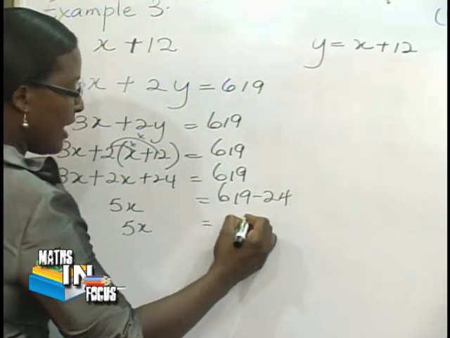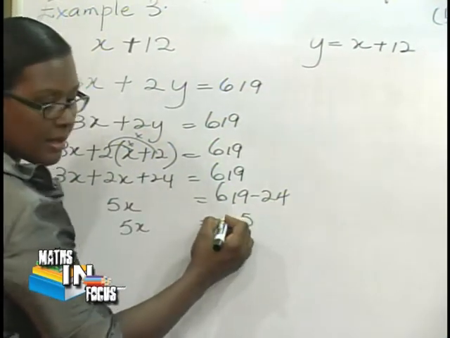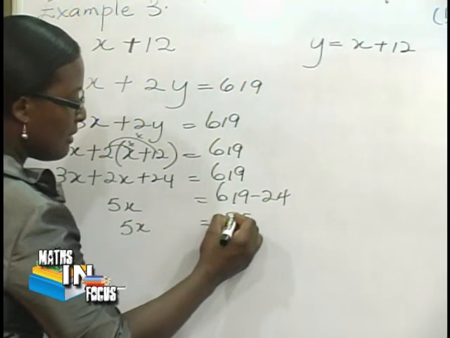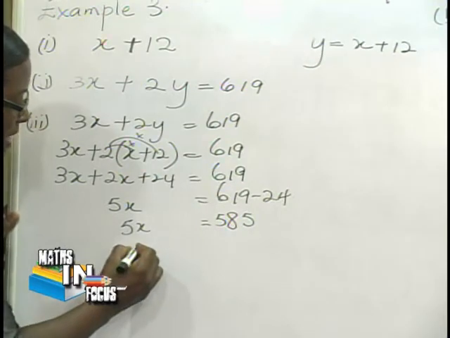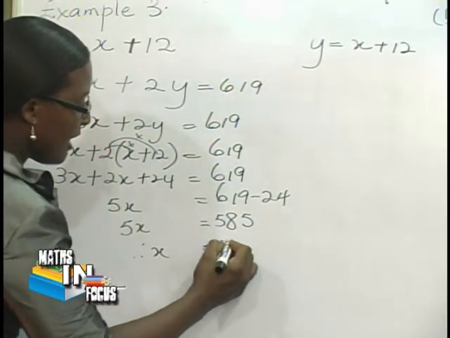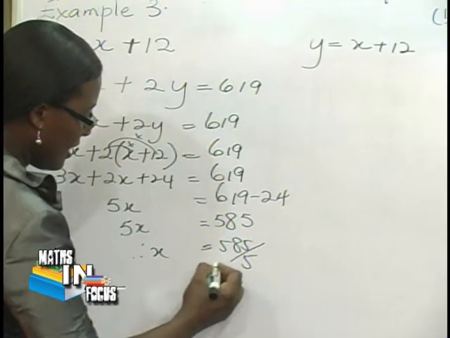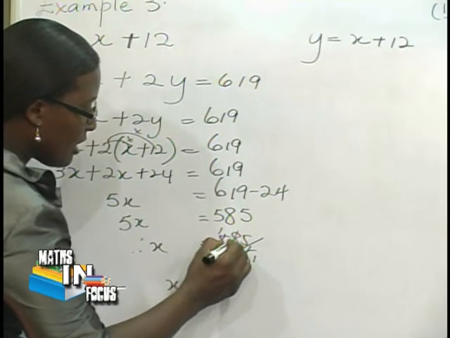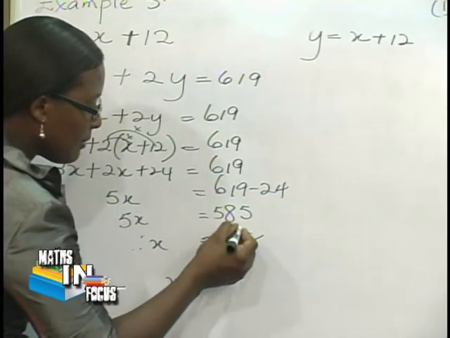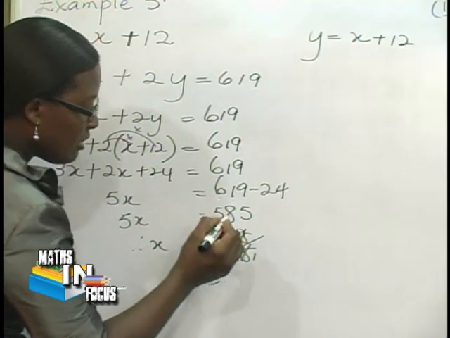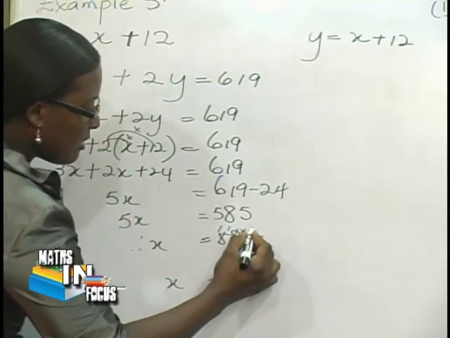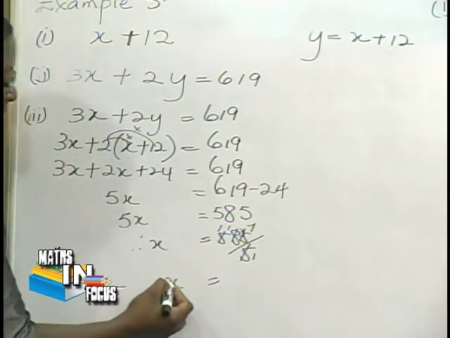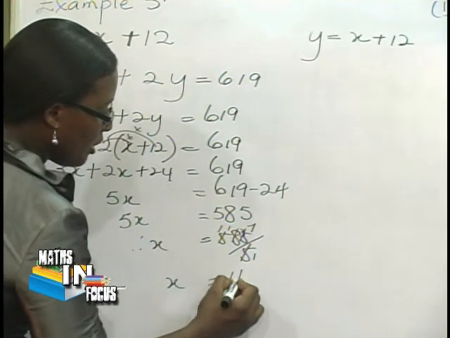4 from 9 would be 5. Yes, Lisa? 2 from 10 would leave us with 8. And we have 5 remaining. Therefore, x is equal to 585 divided by 5. 5 ones are 5, 5 ones are 5, and 3. 5 into 35? 5, 7, 35. So we have x is equal to $117.